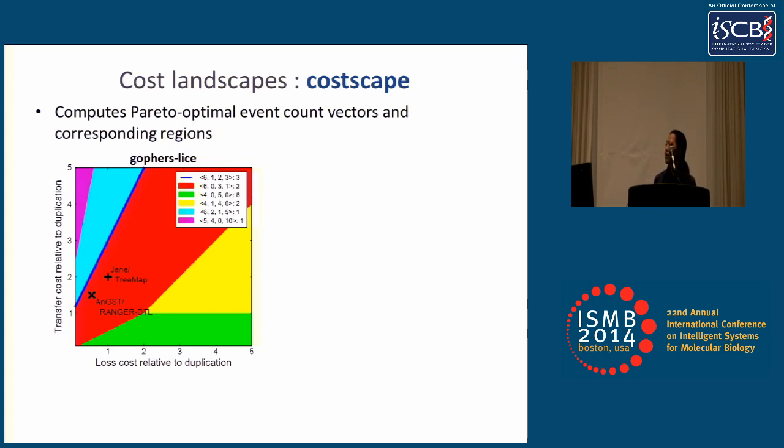So here what we're saying is every point in this red region is a cost assignment, and every one of those cost assignments will induce the same optimal reconciliations. In this case, this red one actually induces 6 speciations, 0 duplications, 3 transfers, and 1 loss. And it turns out there are 2 reconciliations that have the same event cost vector.